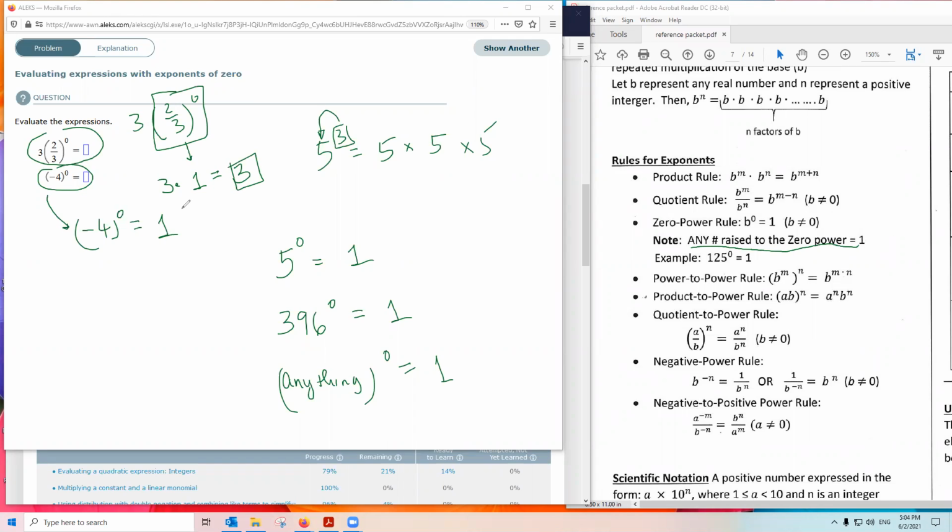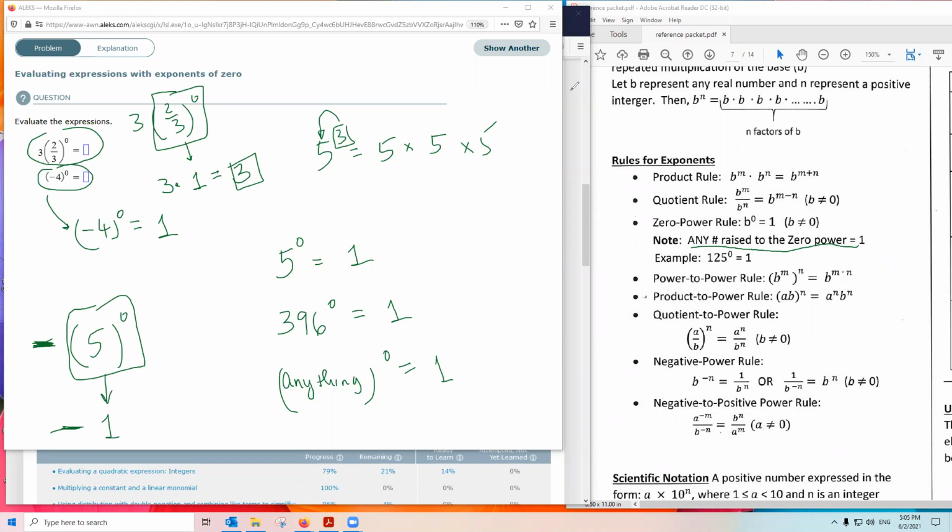Now, I have to be a little bit careful because I might see an expression like negative 5 to the 0. Now, this negative sign is not inside the parentheses. So that negative sign is not being raised to the exponent 0. So I'm just going to work out 5 to the exponent 0. Well, that's 1, but I have to bring this negative sign down with me. So be careful. If the negative sign is out in front of the parenthesis, it's not part of the base.